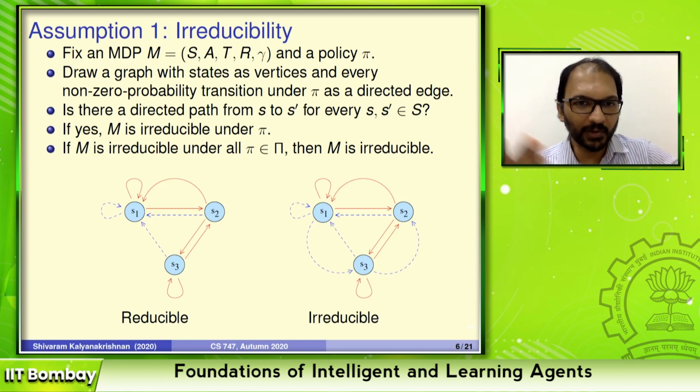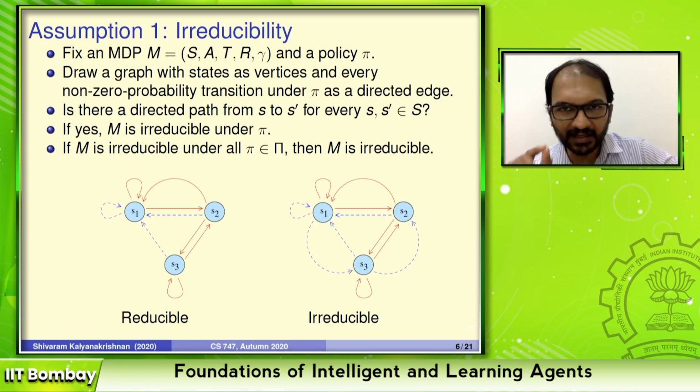So now, looking at this graph, you can ask the question, for every S and S prime, is there a directed path? So you are fixing the MDP, you're also fixing the policy. So you're either fixing red from here or blue from here, red from here, blue from here, or red from here, blue from here. You fix a policy, so you'll only be looking at some of these arrows. But whichever policy you're looking at, the question is, are every S and S prime connected by a directed path? If yes, then M is irreducible under that particular policy. On the other hand, if there is not, then M is not irreducible under that particular policy.